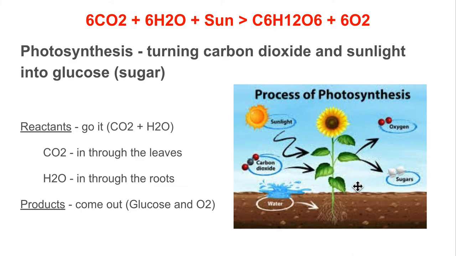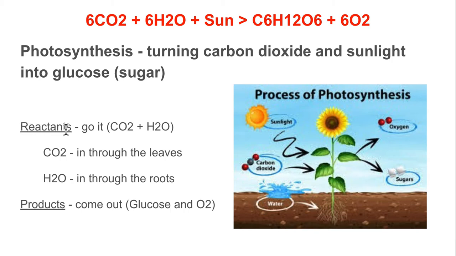I love this picture here. This is a plant, obviously. So the things that go in: water goes into the roots, carbon dioxide goes into the leaves, and sunlight is captured, and what comes out is oxygen and sugar. So here's a couple other words that might help you. They're not on your vocab list. If you want to make slides for them, I'll give you extra credit.